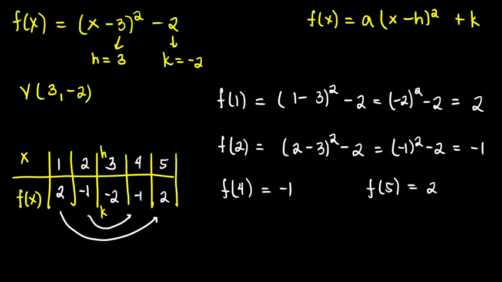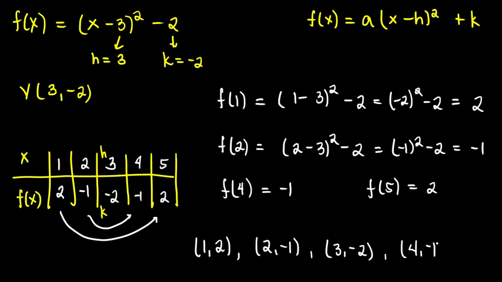Now after this, the most important thing that you should know is that the values in this table of values will form the ordered pairs. So we have 5 ordered pairs here. The ordered pairs are (1, 2), (2, negative 1), (3, negative 2), (4, negative 1), and (5, 2). These are the points that will determine our graph.